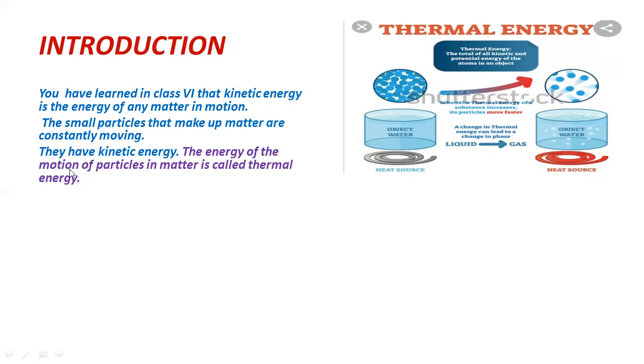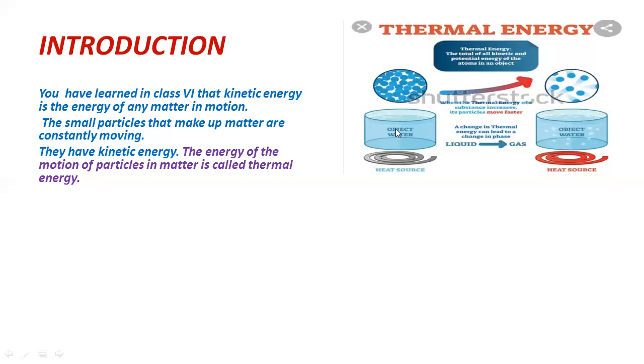So the energy of the motion of particles in matter and the energy of the position of the particles in matter is called thermal energy. You can see here, thermal energy is the total of all kinetic and potential energy of the atoms in an object. Suppose we have water in a pot, so the water is our object. All the molecules of water have kinetic energy. All the molecules have potential energy. So kinetic energy plus potential energy of those molecules is called thermal energy.